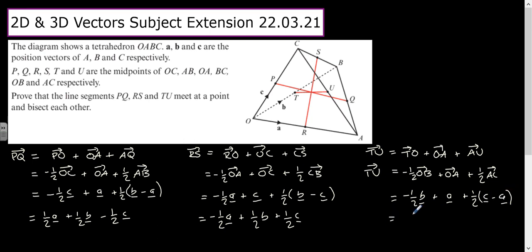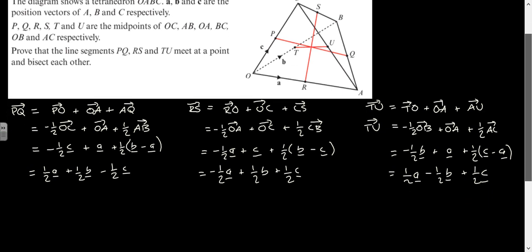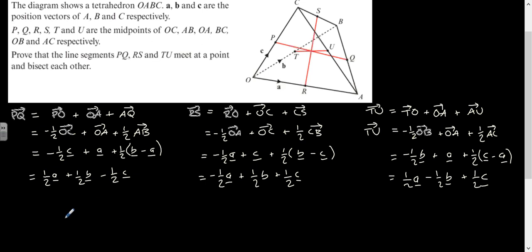And we'll do exactly the same things we did before. A plus minus 1/2 A is 1/2 A. We've got our minus 1/2 B, and then we've got plus 1/2 C. So there are our three line segments, PQ, RS, and TU, written entirely in terms of A's, B's, and C's. Now we need to get to the point where we start thinking about where these lines intersect, because they do on a diagram, but we need to think about where they intersect.